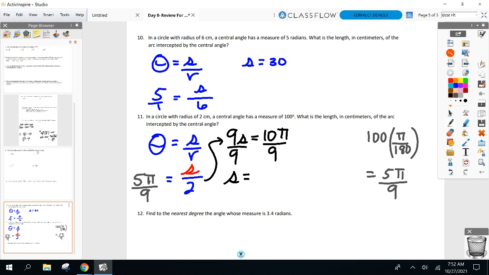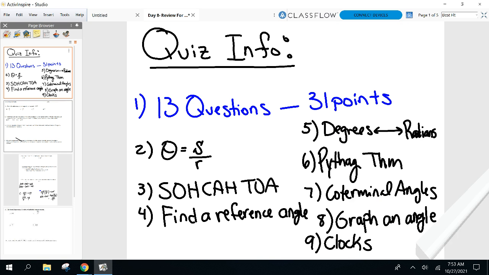I'll make it up: nearest tenth. 3.5. That is what I'm looking for here for arc length. Arc length's not in degrees, it's not in radians. So, 10 pi over 9, there we go. Again, I'll say it one last time: you cannot use the formula if the angle's in degrees. Don't even plug it in. Convert it.